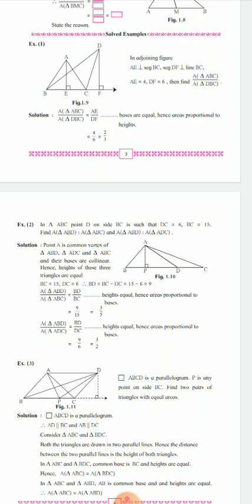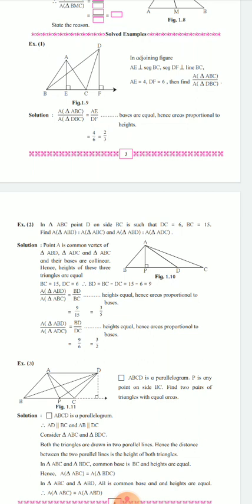Okay, for all three triangles, that is triangle ABD, triangle ABC, and triangle ADC. If we see one more important property regarding the base, their bases are collinear. Collinear means what? The meaning of the term collinear is that they are lying on the same line, isn't it?